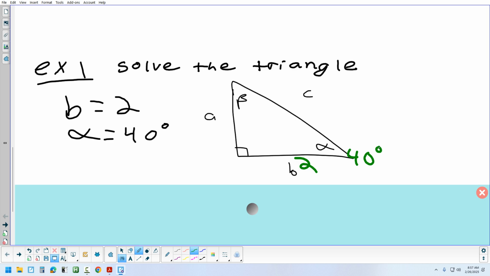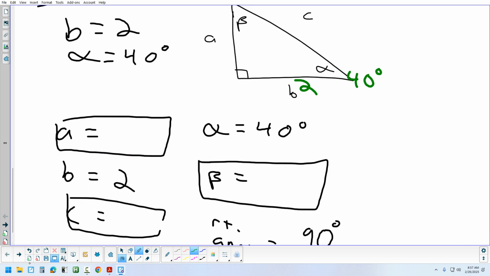All right, so now I'm going to put all of that information in the table. I put my 3 sides on the left. I put my 3 angles on the right. Okay, I filled in what I knew. B is 2, alpha is 40, and I put boxes around everything I need to figure out.